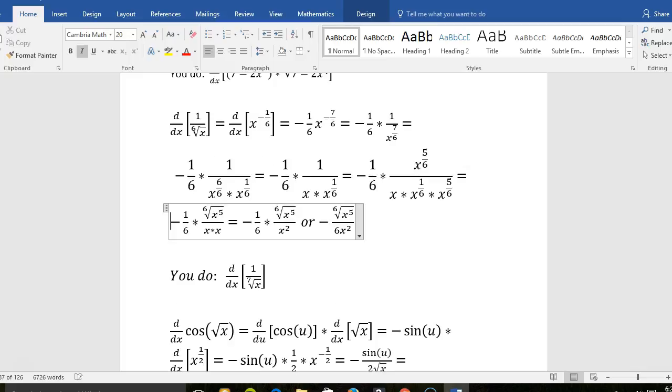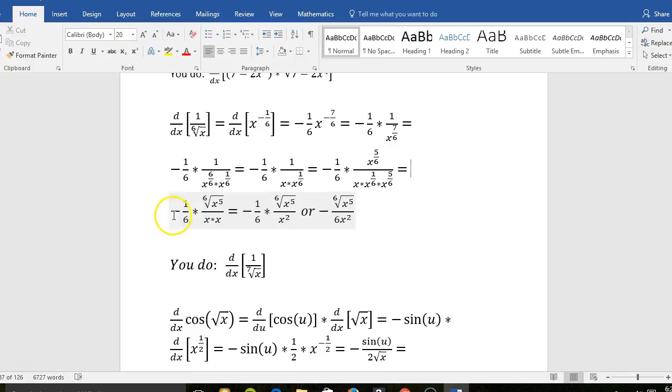And so what I have, so it's negative 1/6 times. Now guys, remember by definition, x to the 5/6 power, that's the 6th root of x to the 5th. That's by this right here. The 6th root of x to the 5th is the very definition of x to the 5/6 power. Okay, now down here, by associativity, I can go ahead and multiply x to the 1/6 times x to the 5/6, and that's the way I want it to go.